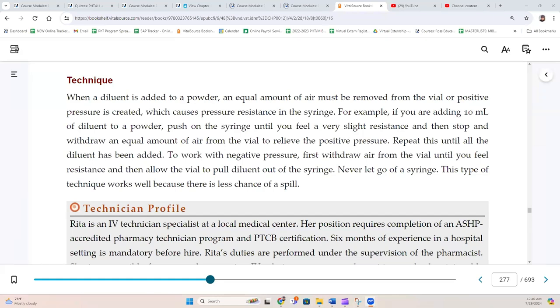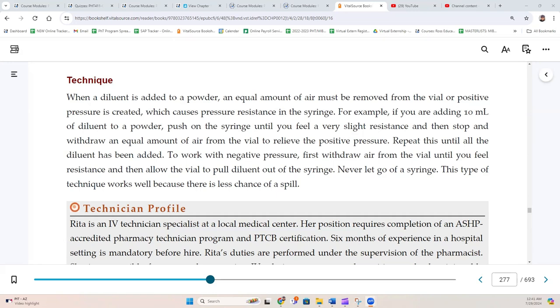When a diluent is added to a powder, an equal amount of air must be removed from the vial or positive pressure is created, which causes pressure resistance in the syringe. For example, if you are adding 10 ml of diluent into a powder, push on the syringe until you feel a very slight resistance, and then stop and withdraw an equal amount of air from the vial to relieve the positive pressure. Repeat this until all the diluent has been added.